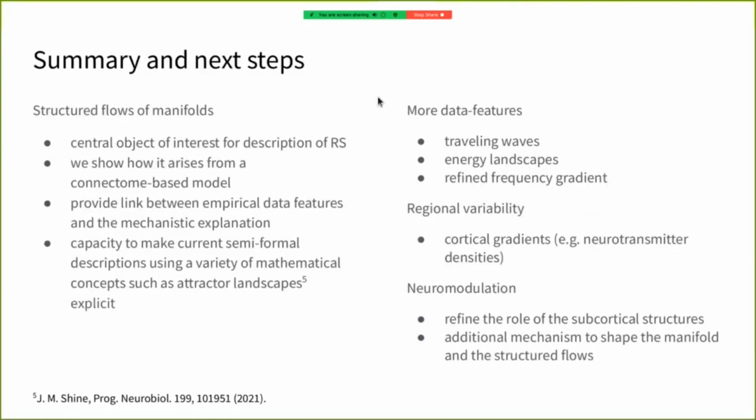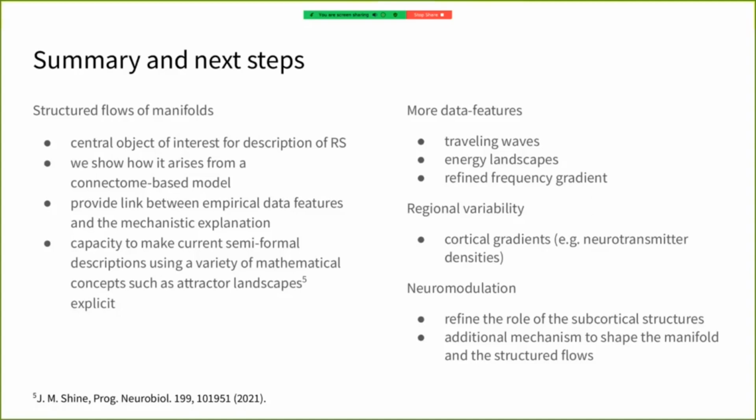To summarize, we would like to put forward the structured flows on manifolds as the central object of interest for the description of resting state. We show how it arises from a connectome-based model and provide a link between the empirical data features and the mechanistic explanation. Lastly, what we find interesting is that this approach gives us a way to formalize descriptions which are already being used on a semi-formal level, that is, for example, those using the vocabulary of attractor landscapes and so on.